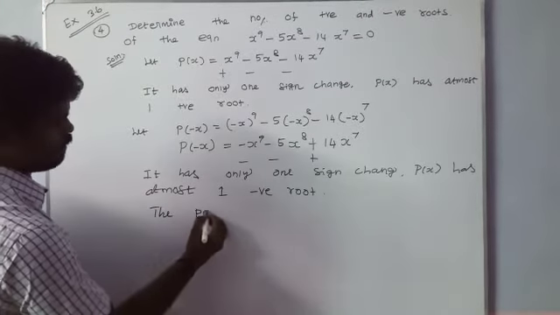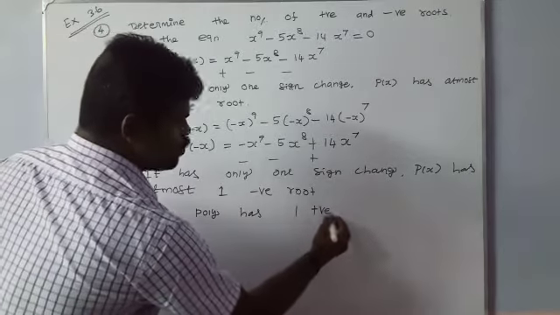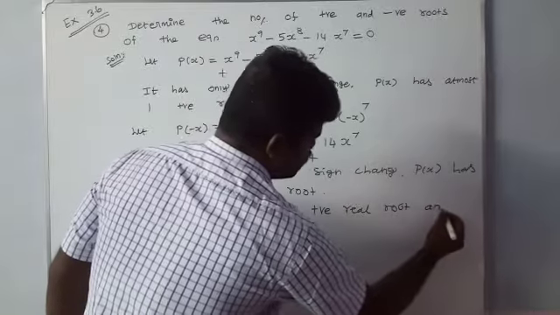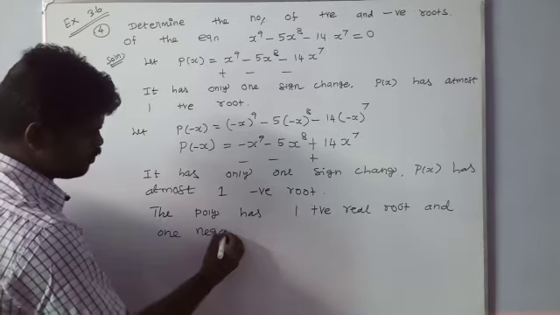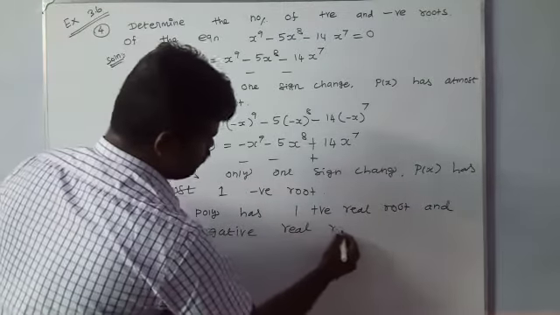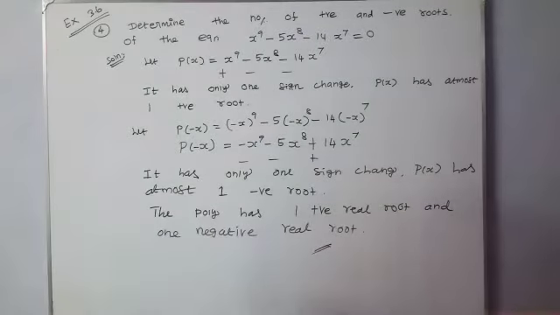The polynomial has one positive real root and one negative real root. Okay, refer the sum and we go to another one.